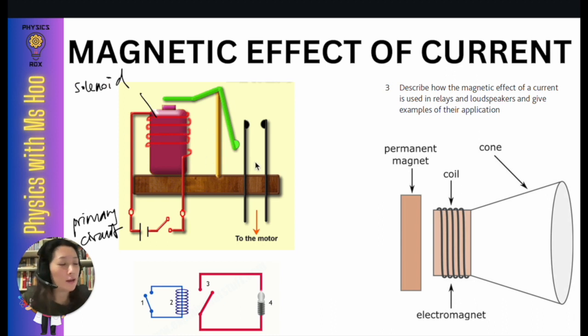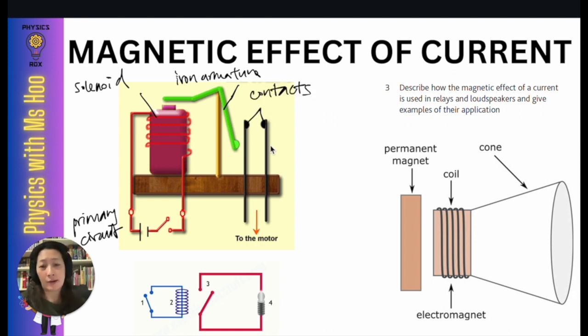This green thing is the iron armature, which would be attracted to the solenoid when it becomes an electromagnet. So this end goes down, causing the entire iron armature to rotate and pushes these two contacts together. As you can see, currently the contacts are separated, but once the iron armature pushes the contacts together, they're actually quite flexible. They'll touch, completing the secondary circuit, which is where the motor would be.